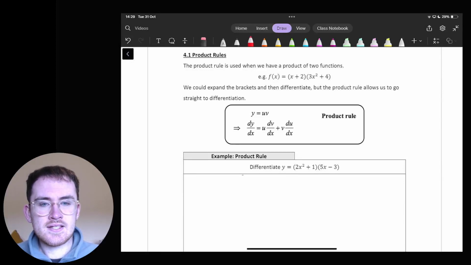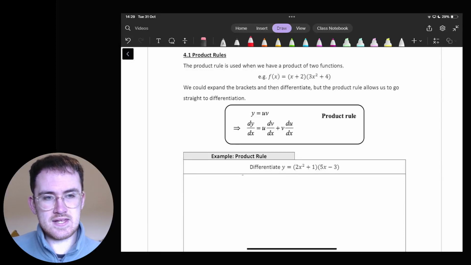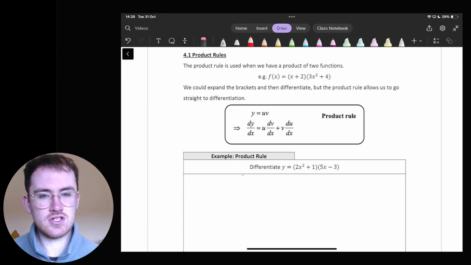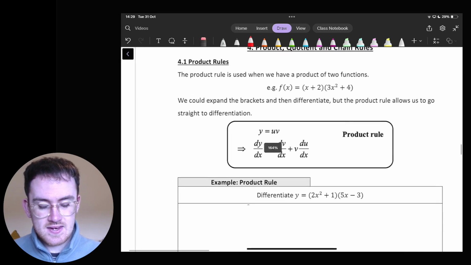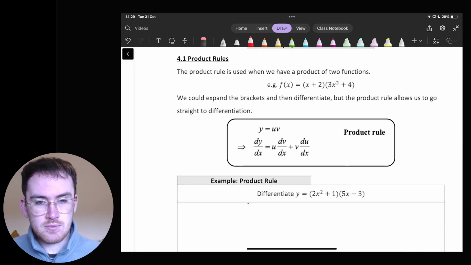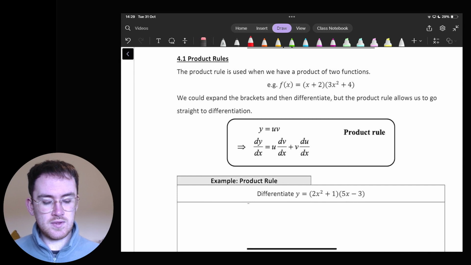Okay, so we're going to look at some of the different rules that we have for differentiation. So the first rule we're going to look at is called the product rule. And the product rule, I suppose, is in the name. The product rule is used when we have the product of two functions, when we have two functions that are being multiplied by each other.